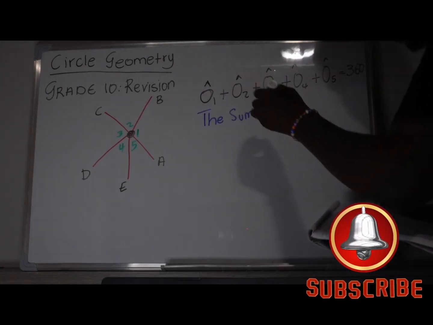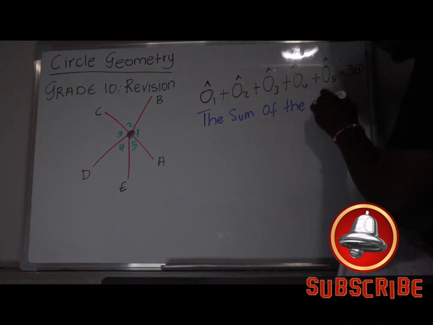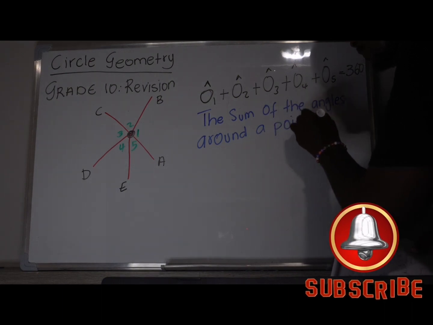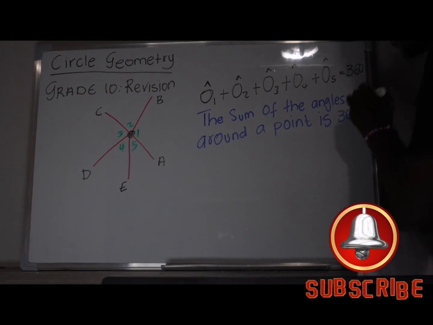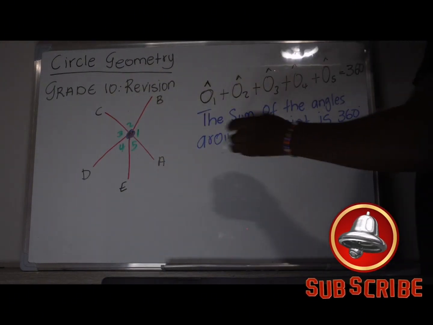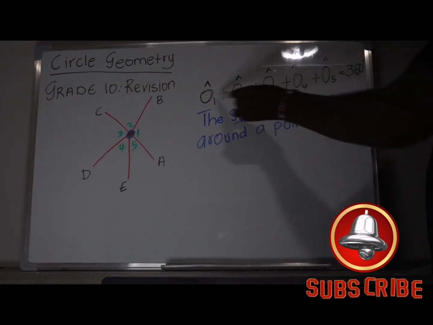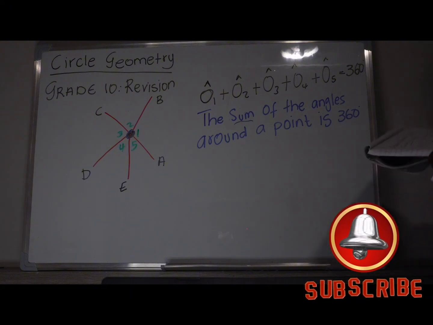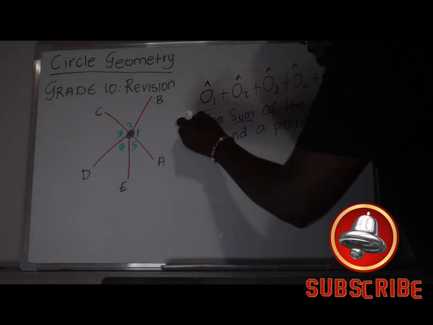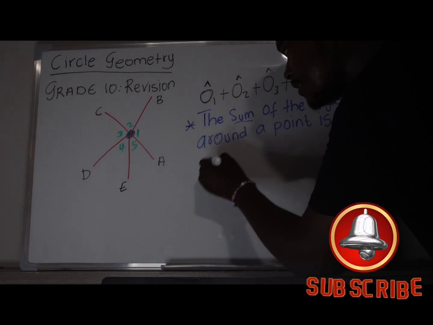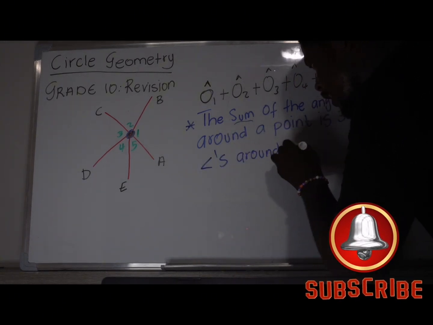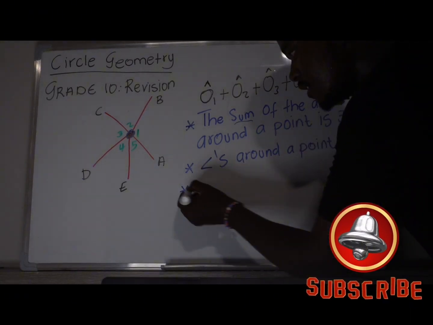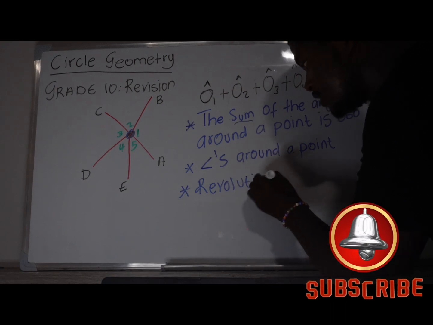The sum of the angles around a point is 360 degrees. Angles around point O, when you add them, O1 plus O2 plus O3 plus O4 plus O5, they equal 360 degrees. I hope I'm clear on that one. This is the reason. You can write it in this way: angles around a point, abbreviated, or you can say revolution. You will still be correct.